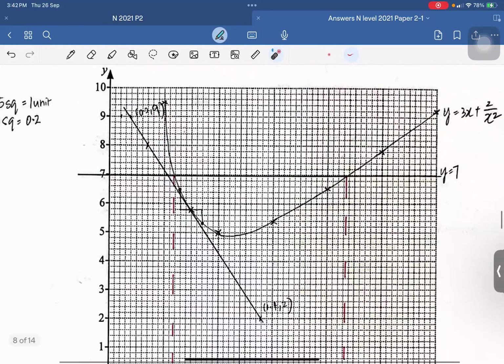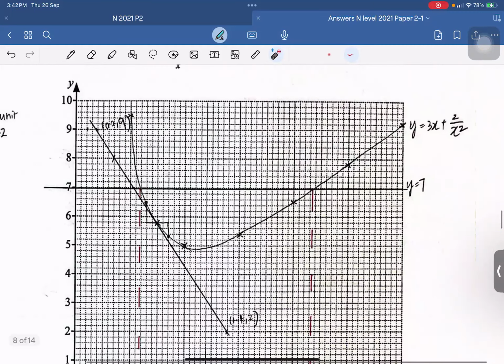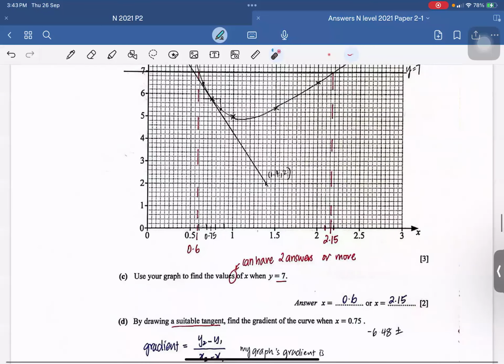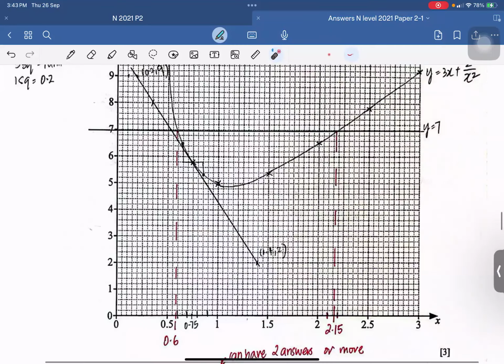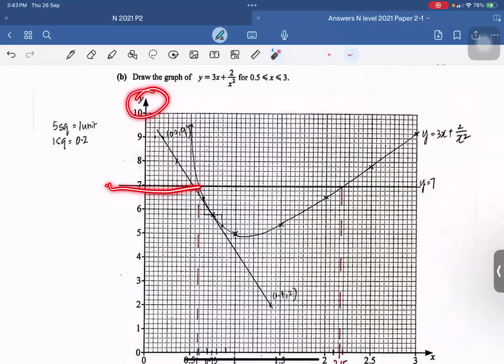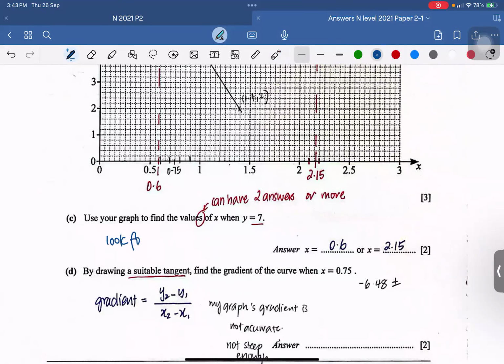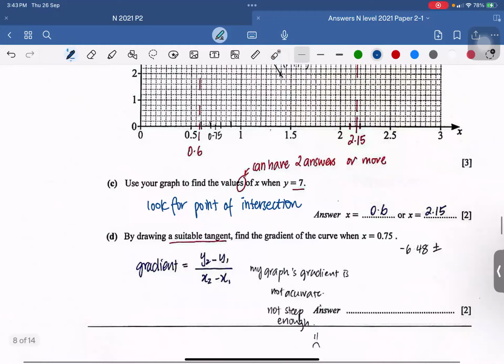All right, now if you have the graph, then how do you use the graph? The question says use the graph to find the values. Got two answers, or more, when y equals 7. So what we do, we go to my graph and draw the line y equals 7. Draw the whole line. When I draw the whole line already, I look for the point of intersection. I should write down here: look for the point of intersection.